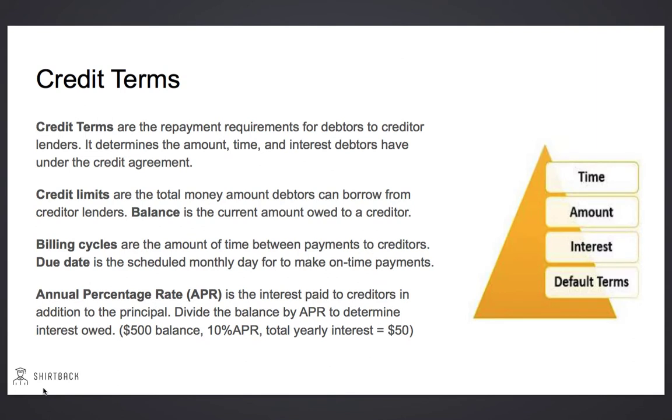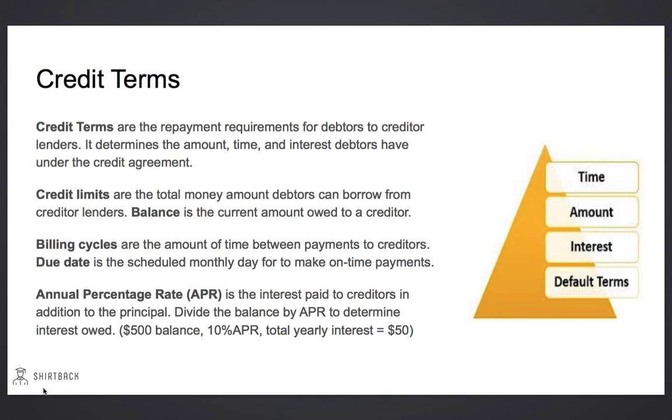Credit terms are the repayment requirements for debtors to a creditor lender. They determine the amount, the time, and the interest that debtors must pay under the credit agreement. Credit limits are the total money amount that a debtor can borrow from the creditor. The balance is the current amount that is owed to the creditor.